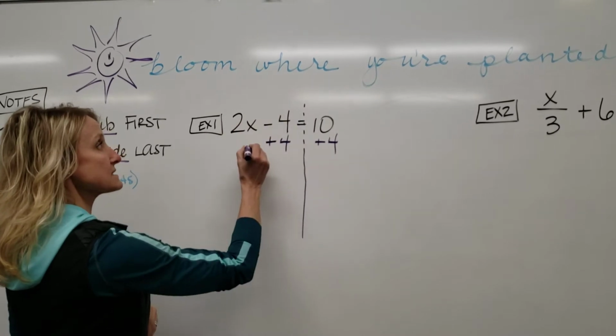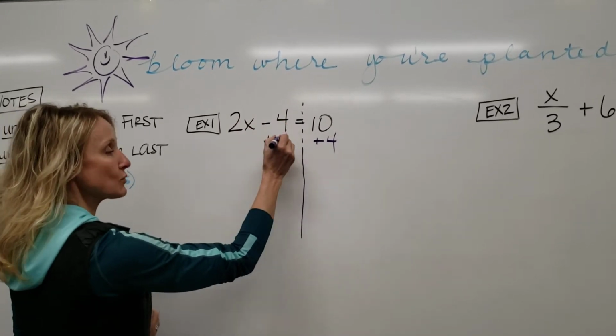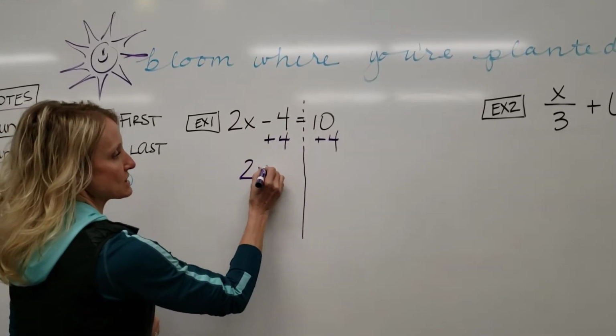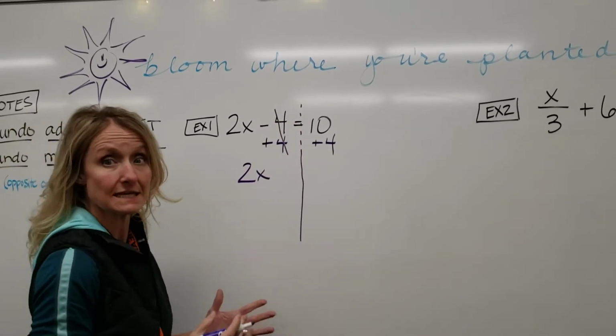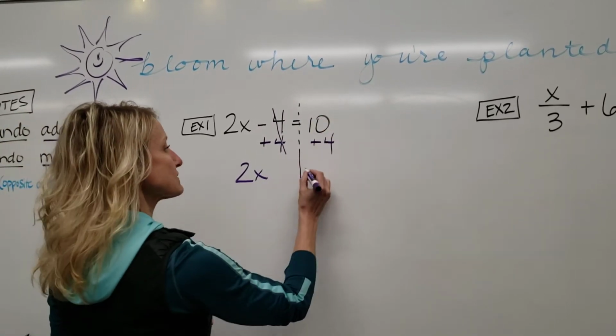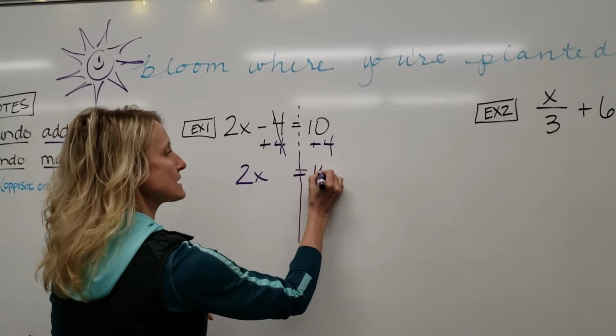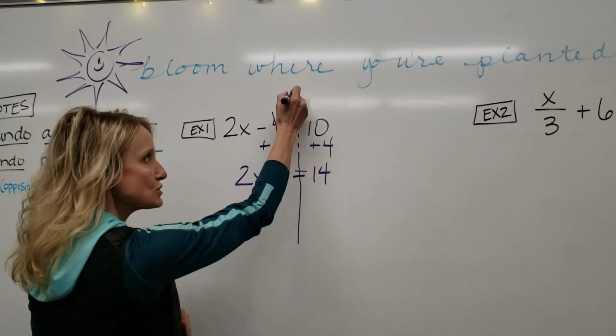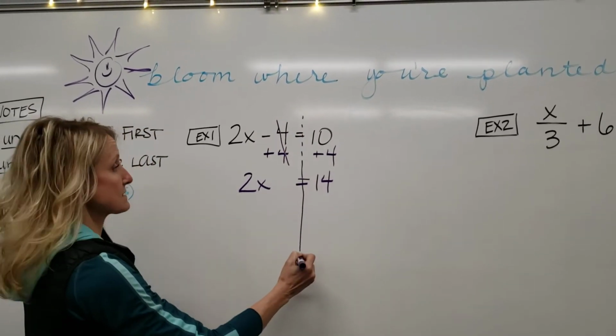What's left on this side? So now I have 2x minus 4 plus 4, which ends up being 2x. These drop out. That was intentional. Okay, then we have 10 plus 4. My equal sign stays there, and you have 14. So when you do that line, make sure it goes through your equals.